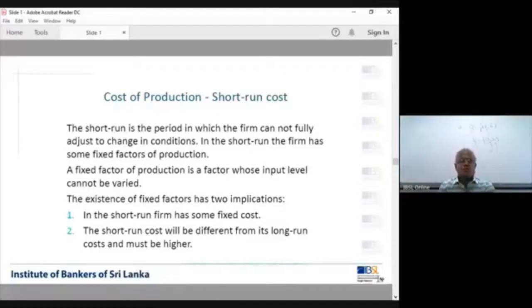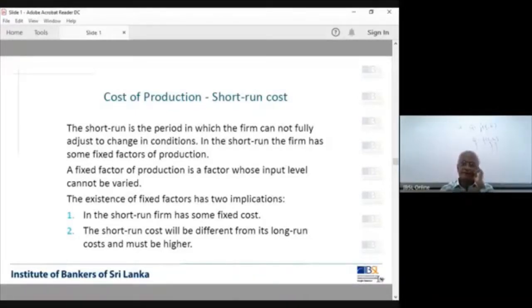Now, cost of production, short run cost. The short run is the period in which the firm cannot fully adjust to changes in conditions. In the short run, the firm has some fixed factors. I already discussed this. Maybe capital. In Sri Lanka, capital is the fixed factor. In developed countries, if you read textbooks written in the US or European countries, they define the fixed factor as labor. Labor shortages are there in those countries, right? Middle East countries. But in our countries, when you teach this production function, most of the time they put capital as the fixed factor.